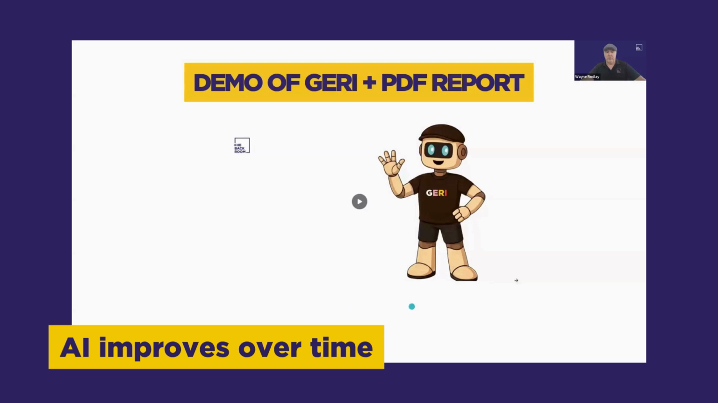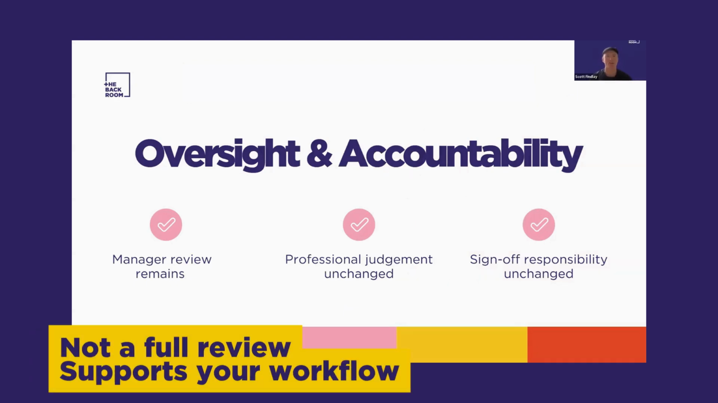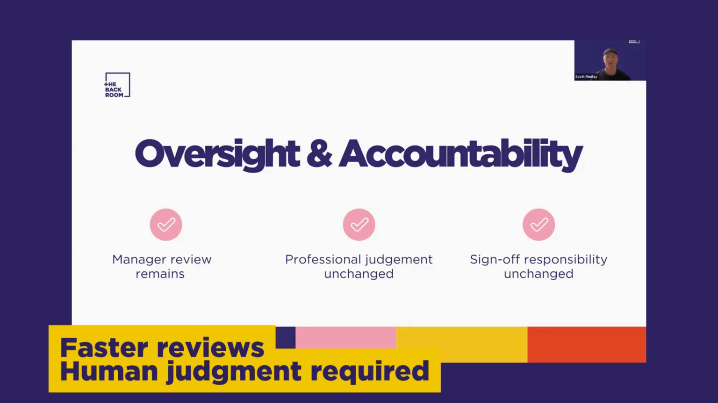It's pretty detailed. It can only get better because that's the thing, it's AI, so it's always improving. Not the be all and end all. It's not intended to do a full review. We just want to make it easier and make things more accurate. So as a result of this, you're still going to have to do a manager review, but it's going to be quick. It's going to be a lot faster. Still going to have your professional judgment, that doesn't change, and you're still going to have a sign-off responsibility.